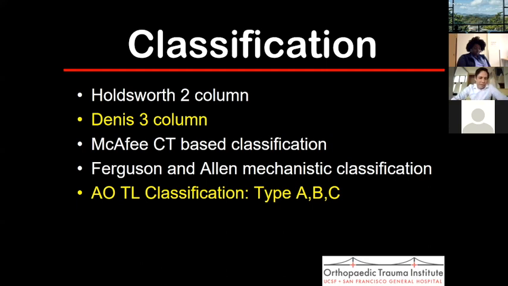And because of all of these different classifications, and there is no universal one, a couple of years ago the AOSpine put together its thoracolumbar classification system, where they divide things into type A, type B, and type C injuries. I'll start off talking about the three-column one, and then we'll talk about the AO classification.